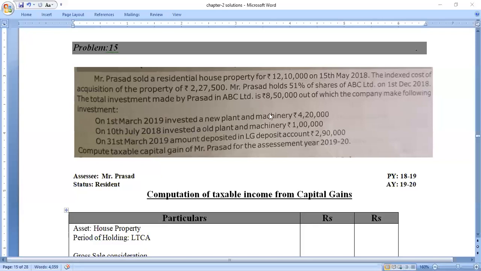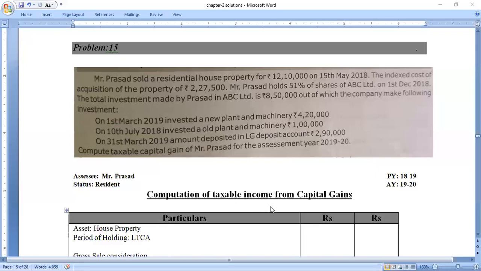Correct? Okay. And the investment which has been made in old plant and machinery is not eligible for the exemption under section 54GB. You need to make the investment in the purchase of new plant and machinery only. So the old plant and machinery amount will not be taken for the exemption purpose. So let us solve the problem.